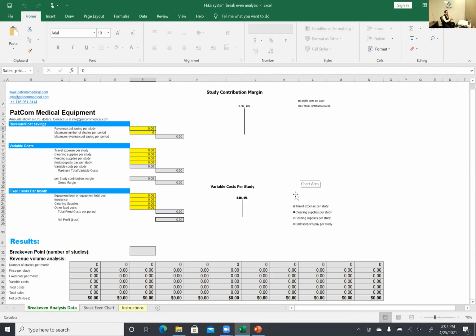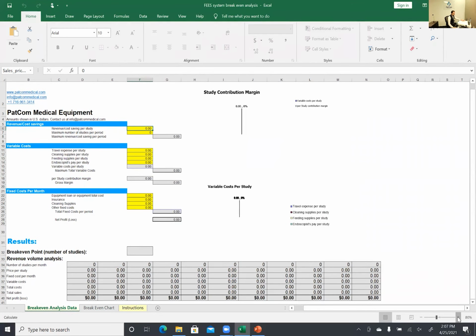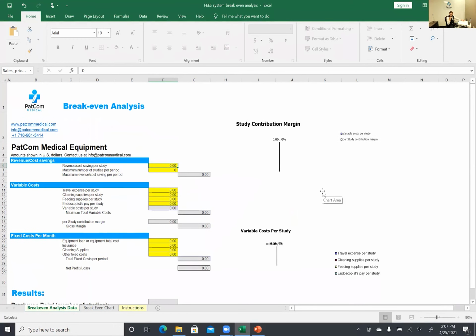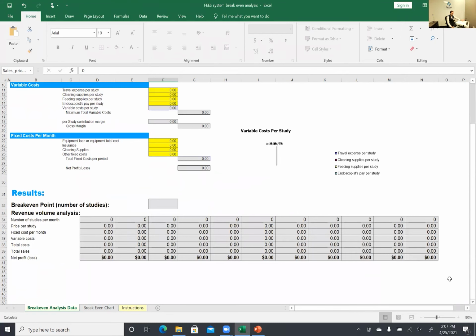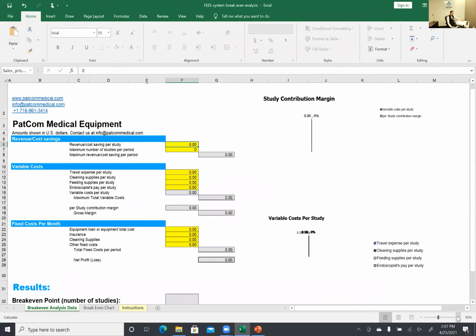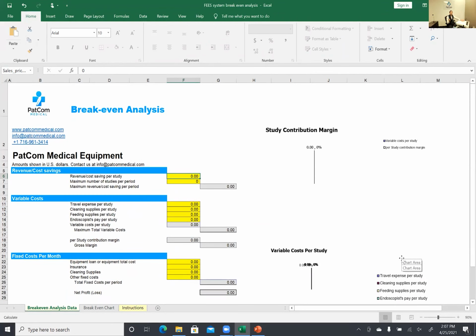Perfect. Okay, so here's our tool, break-even analysis. We're going to go through it from a couple different perspectives. We're going to go through it from an acute care perspective, from an outpatient perspective, and from a mobile fees perspective. It is a little bit different because that revenue piece, for the most part, is different if you are actually getting a reimbursement. So if you're billing a code that has a reimbursement, that's your income, right? Could be $200 for fees per study.